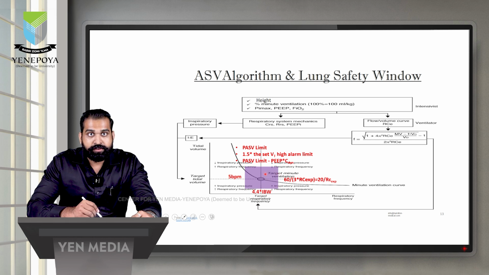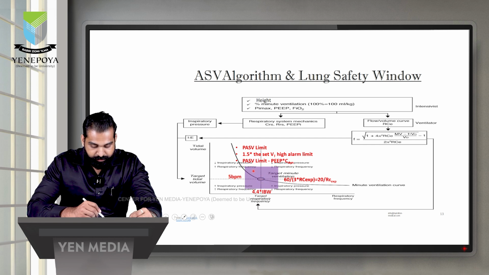Now, you can see the lung safety window is divided into 4 quadrants. And right at the center, you have the optimal target of ventilation, where the work of breathing is presumed to be low. The patient is able to breathe freely within this lung safety window, within all these quadrants.